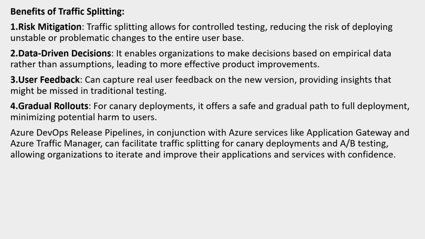Benefits of traffic splitting. Risk mitigation. Traffic splitting allows for controlled testing, reducing the risk of deploying unstable or problematic changes to the entire user base. Data-driven decisions. It enables organizations to make decisions based on empirical data rather than assumptions, leading to more effective product improvements. User feedback. It can capture real user feedback on the new version, providing insights that might be missed in traditional testing. Gradual rollouts. For canary deployments, it offers a safe and gradual path to full deployment, minimizing potential harm to users.